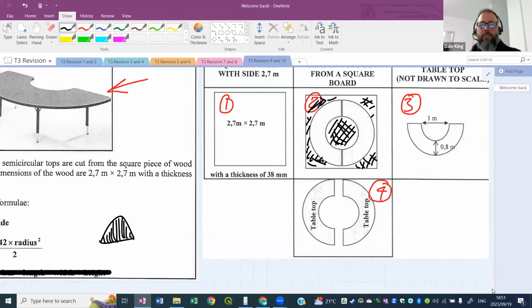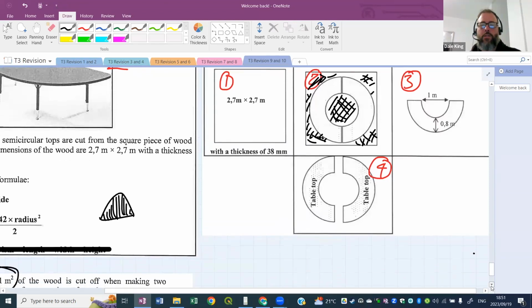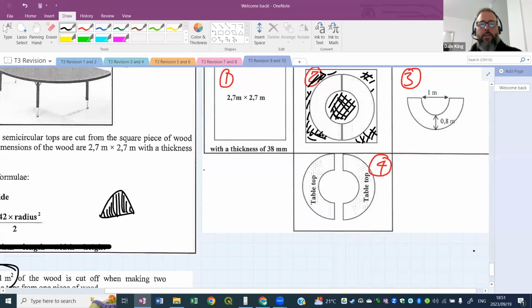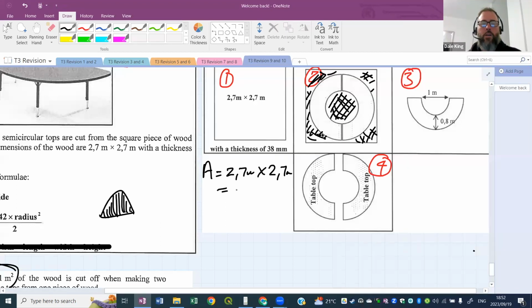I think you have to work out the area of the whole piece of wood at first. Yes, and let's do that. The area of a square is equal to side times side, so it's 2,7 times 2,7. Let's quickly get that out. That's the area of the whole piece of wood, guys. We've got to do that first. Okay, so it's 7,29 square meters. So we've got 7,29 square meters of wood to start with. All right, Gabo, what do I do now?